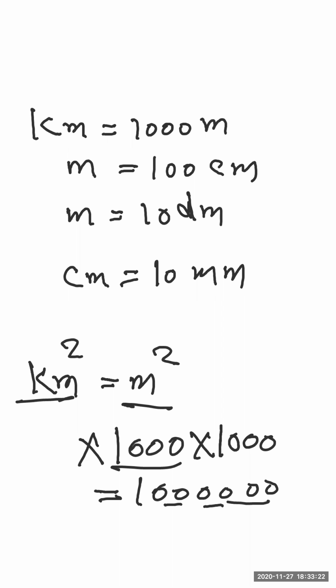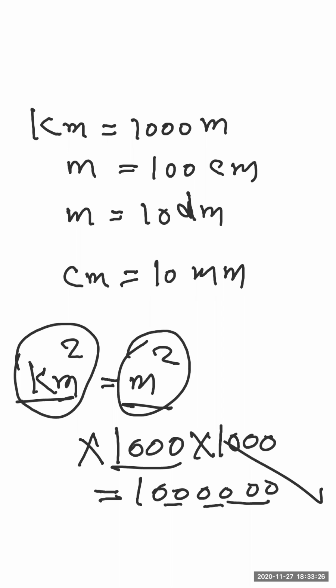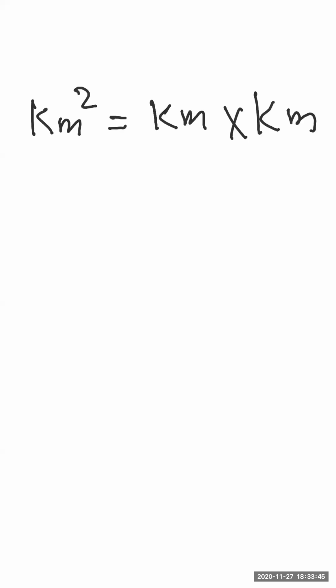Okay, so simply from squared kilometers to squared meters, times a million. I don't need to memorize all this, I just have to understand how to convert. Kilometers squared means kilometers times kilometers. Kilometer squared equals kilometer times kilometer, right?